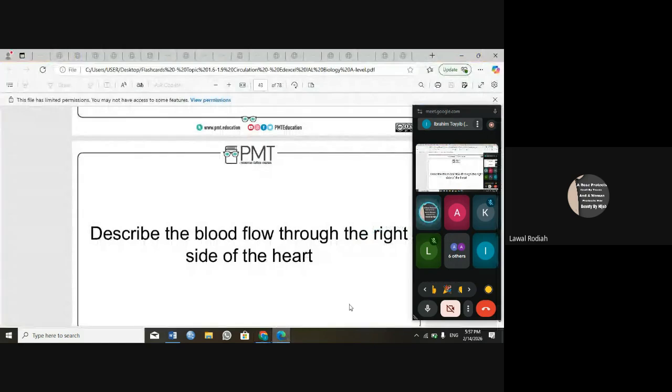Blood enters through the body from the superior vena cava into the right atrium. Is it only the superior vena cava? And the inferior vena cava at the bottom.